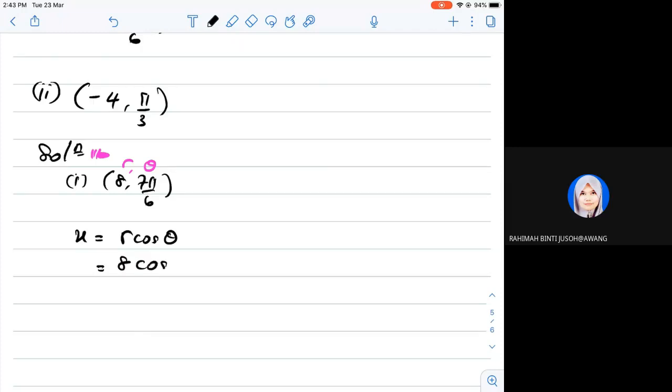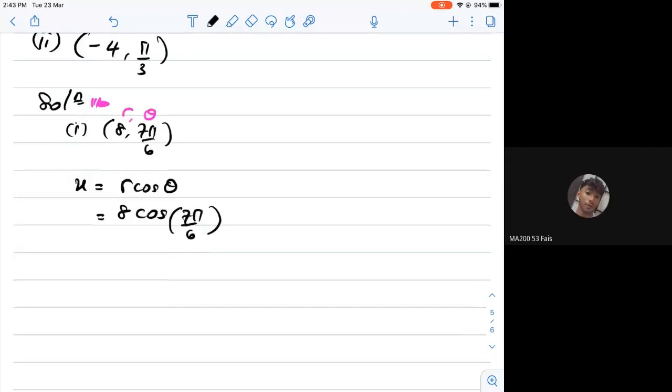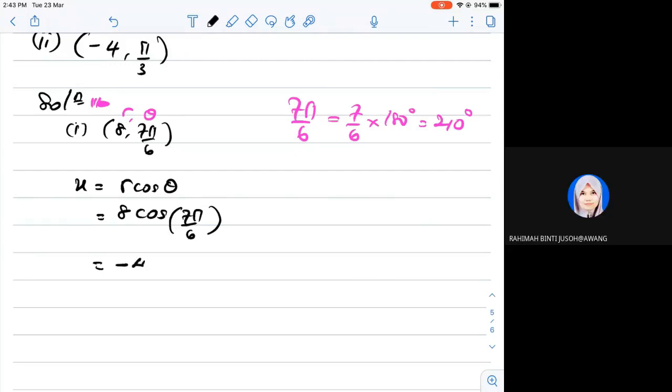So 8 multiplied by cos 7 pi over 6. You must change to radian mode if you want to key in 7 pi over 6. But if you don't want to change to radian mode, you have to convert 7 pi over 6 into degrees first. So 7 over 6 times 180, you will get 210 degrees, isn't it? Yes. Okay, so using the calculator, what do we get? We get negative 4 square root 3. You also can put your number in decimal places.